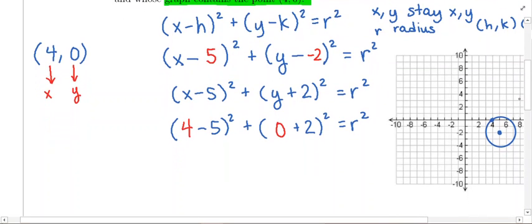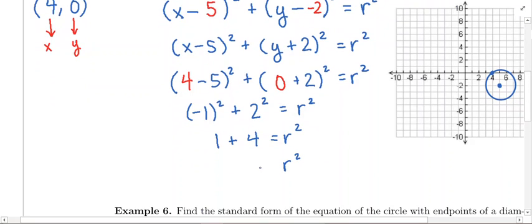Okay, so let's do it. 4 minus 5 is going to give you -1 inside the parentheses, so you're going to have (-1) squared, plus, inside the second set of parentheses, 0 plus 2 is 2, so you get 2 squared, equal to r squared. (-1) squared is +1, and 2 squared is 4. So this tells us that r squared is 5. If you take the square root of both sides, the radius is the square root of 5.